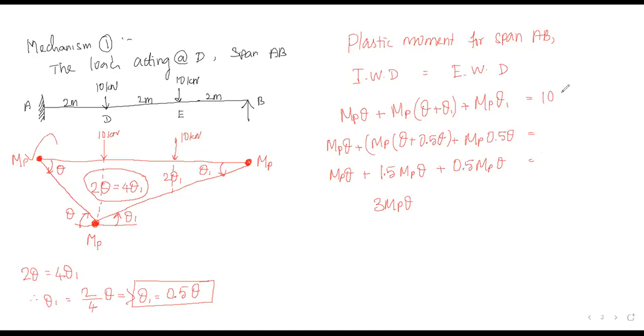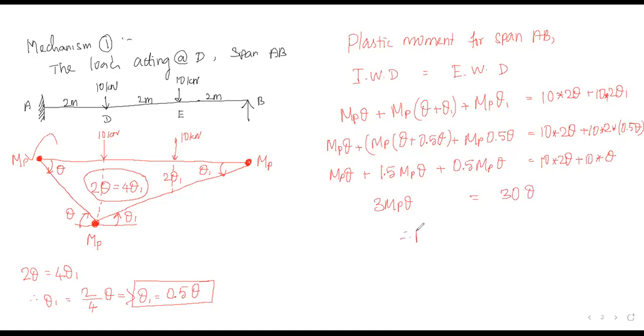So 10 into 2 theta plus 10 into 2 theta 1. Theta 1 we are going to write in terms of theta. So 2 into 0.5 theta. So it becomes 10 into 2 theta plus 10 into 0.5 into 2, which becomes 1 theta. So total value is 10 into 2, 20 theta plus 10 theta, 30 theta.